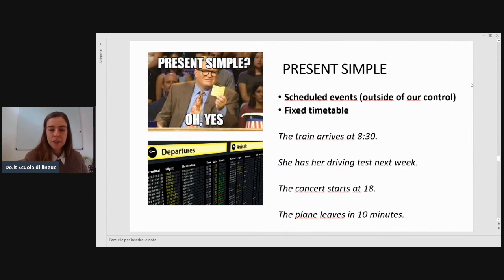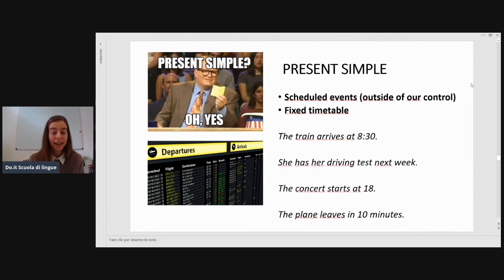Okay, so we have some examples. The train arrives at 8:30. Non possiamo dire the train will arrive. Okay? She has her driving test next week. Lei ha il suo test prossima settimana. Perché abbiamo usato present simple se è una cosa 100% sicura? Beh, perché appunto è una cosa pianificata, ok? Dal fattore esterno, e per noi è praticamente una cosa che c'entra con orario, con la scheda, ok? With our timetable. So we have to use present simple here.